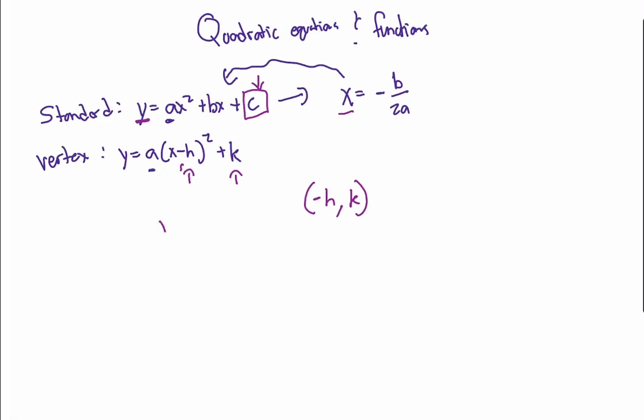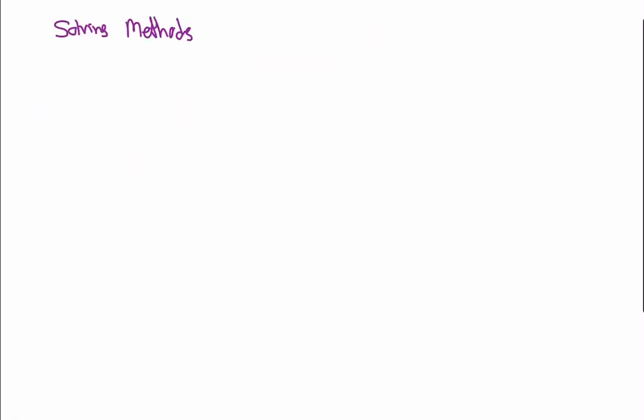For example, if inside the parentheses we had x minus 1, you would look at this and flip it and make the h value 1 for our vertex. And again, our k, we already have a plus, so we don't have to worry about flipping any sign. It's going to be just whatever is on the outside.